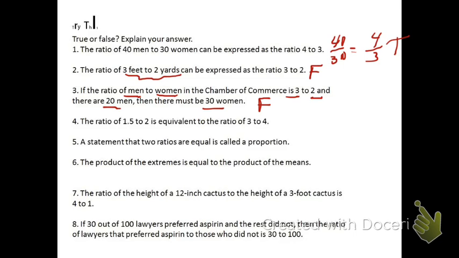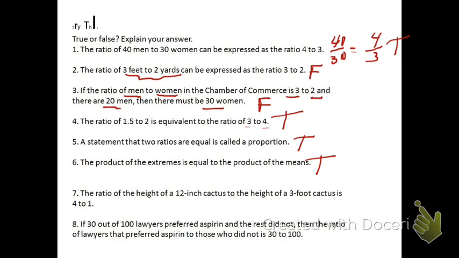The ratio of 1.5 to 2 is equivalent to the ratio of 3 to 4. Yes, that is true, 1.5 over 2. If I divide 3 and 4 by 2, I'm going to get 1.5 over 2. So that is a true statement. Number 5, a statement that 2 ratios are equal is called a proportion. That's true. That's how we define proportions. Number 6, the product of the extremes is equal to the product of the means. That's true. That's how we solve proportions.